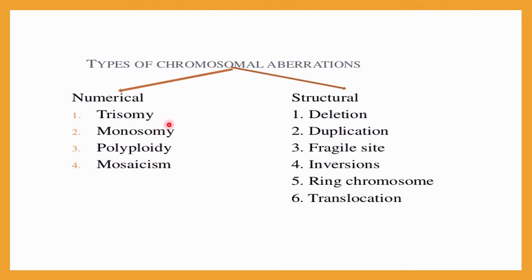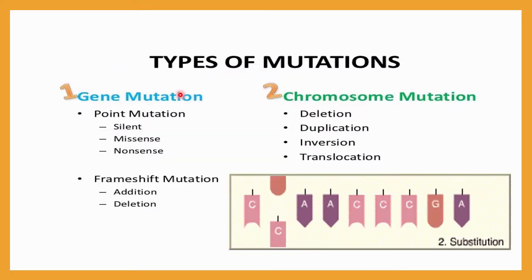Okay, so these all are the chromosomal aberrations, which are of numerical type. Then structural aberrations include deletion, duplication, fragile site, inversion, ring chromosome, and translocation. So first of all, let me discuss structural aberration. Here you can see structural aberration may be of two kinds, mainly gene mutation and chromosomal mutation.